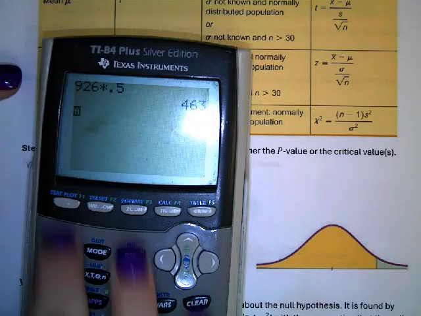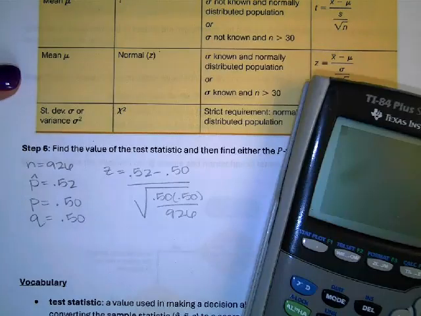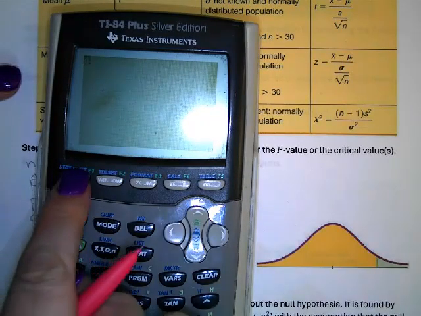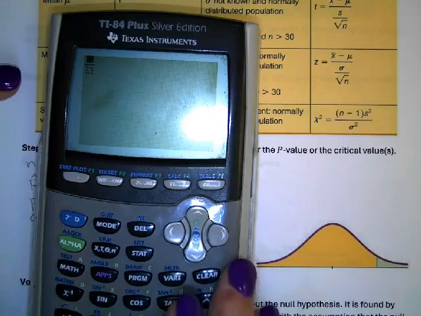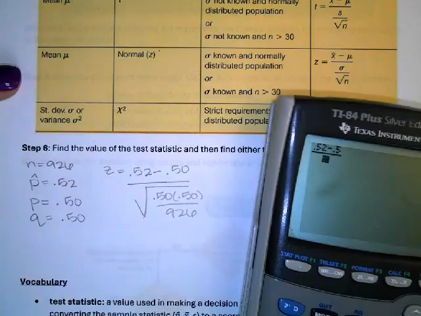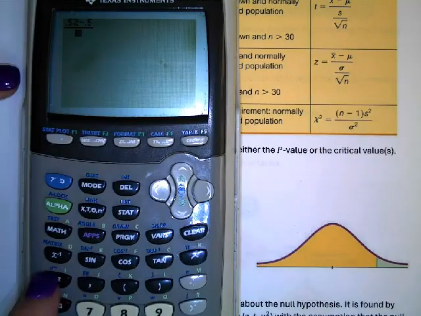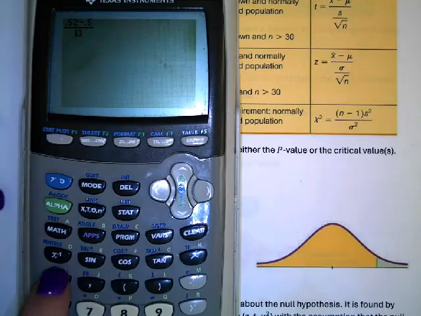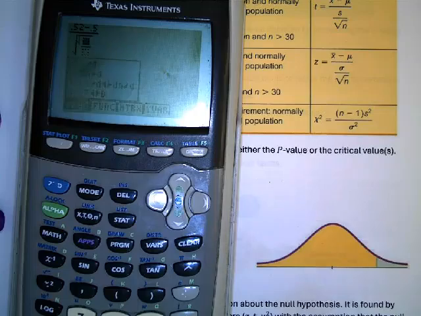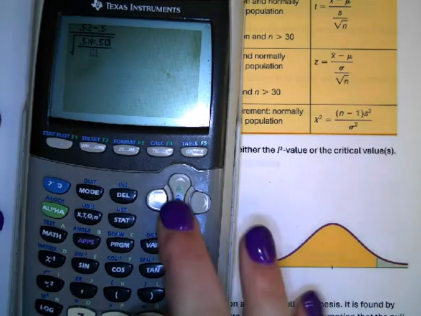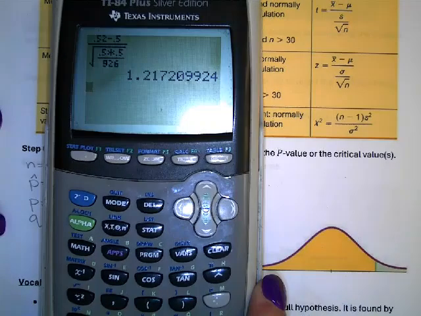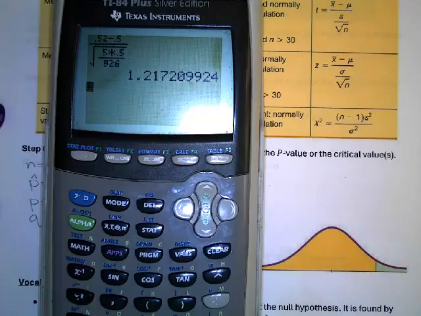Okay, so I'm going to type this in. I like to type this in as a fraction because it looks like a fraction on my paper. And so I'm going to type alpha, the green button, and then y equals. So I have 0.52 minus 0.5. And then I've got that square root. So the square root is right here. So I'm going to hit the blue button first, square root. I have a fraction again, so I'll do alpha y equals again. And I have 0.5 times 0.5 over 926. All right, 1.217. Z-scores, we like to have 2 decimal places, so I'm going to do 1.22.